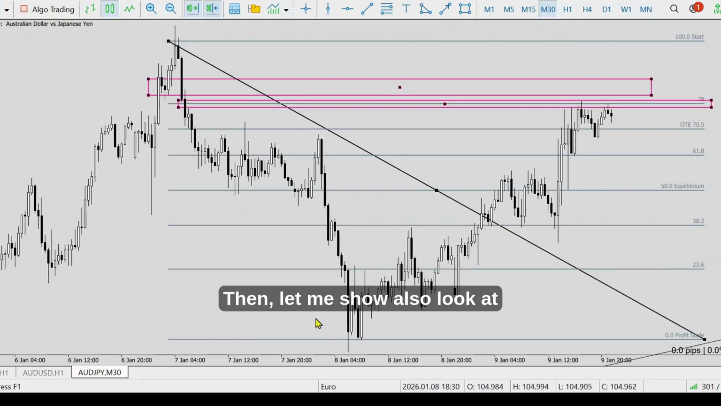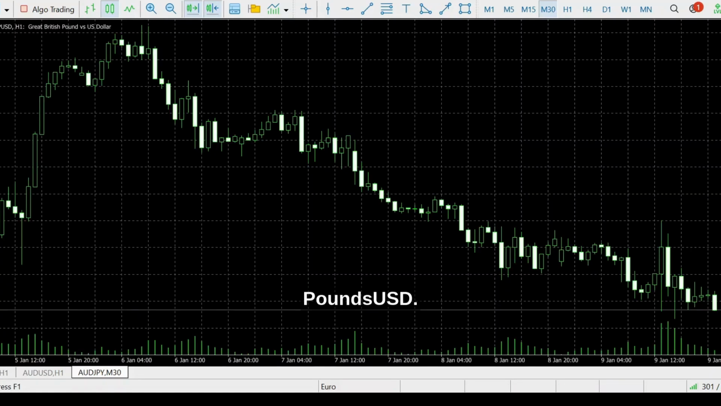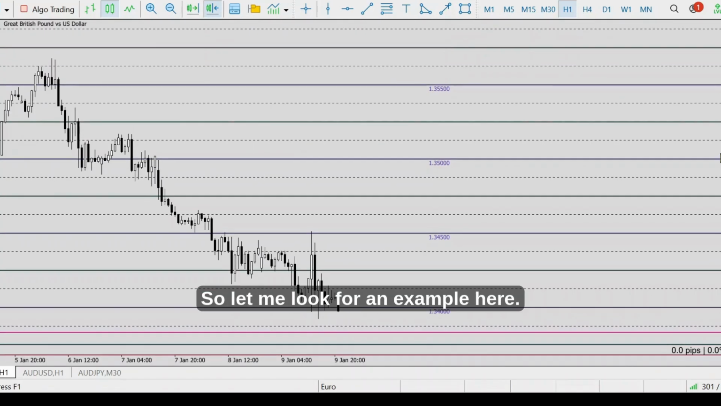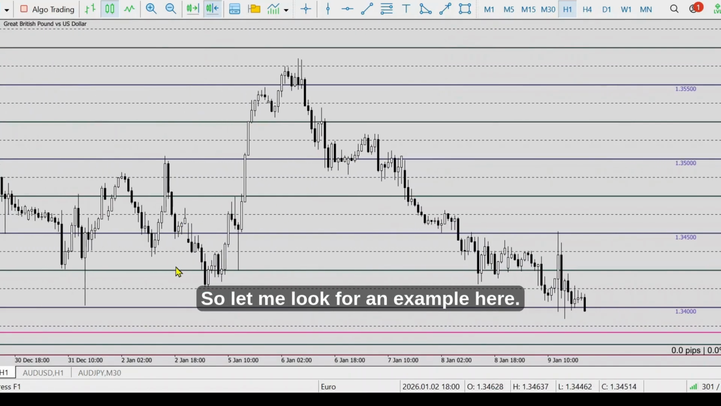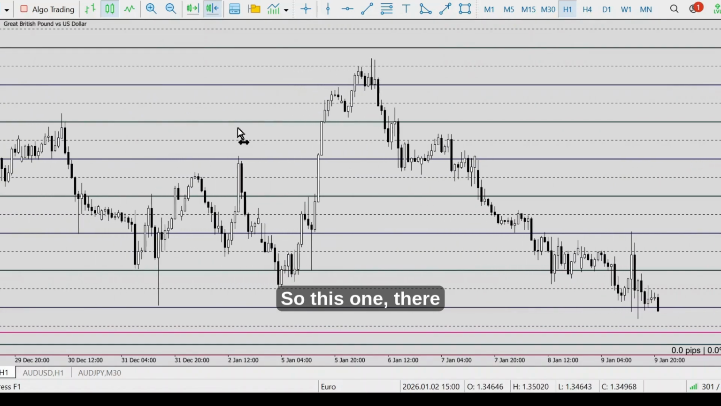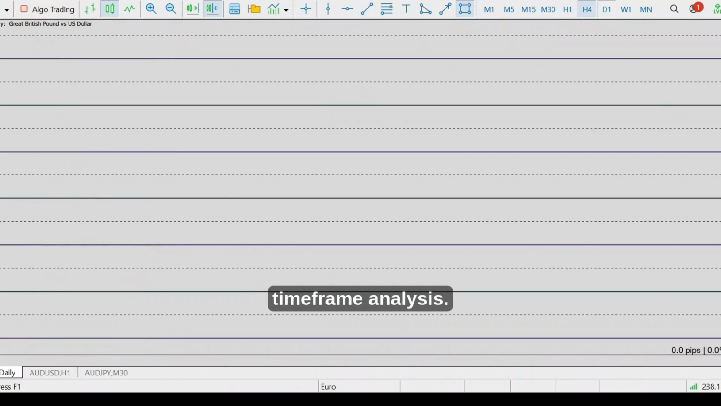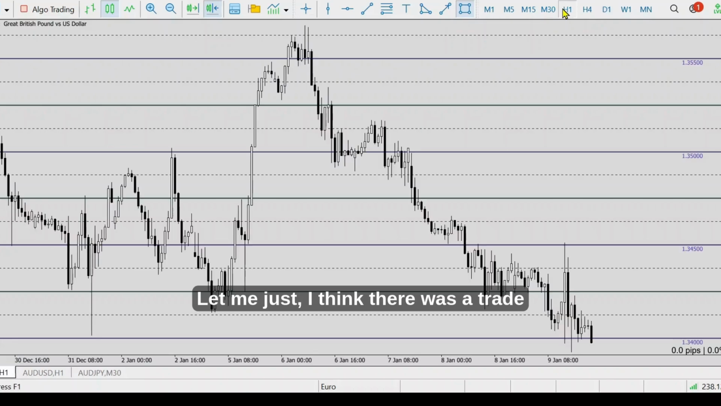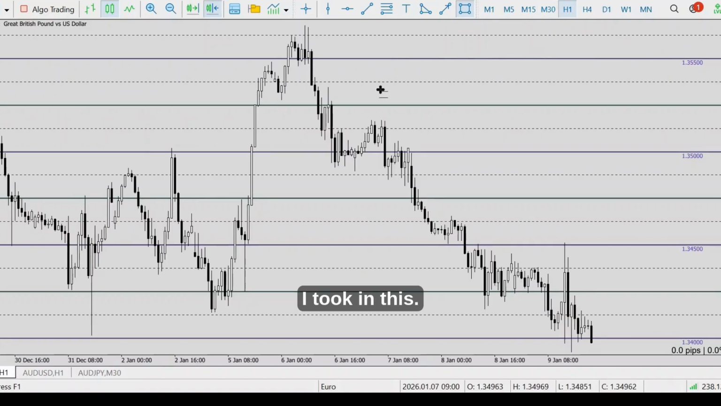Then let me also look at GBPUSD. Let me look for an example here. So this one, there was a breaking structure. I have to do a high time frame analysis. Okay, let me just, I think there was a trade I took in this.